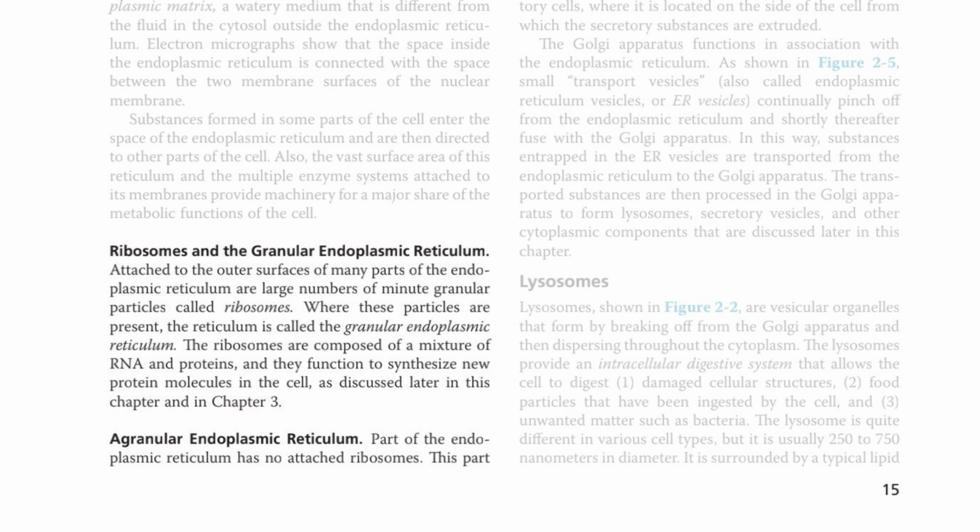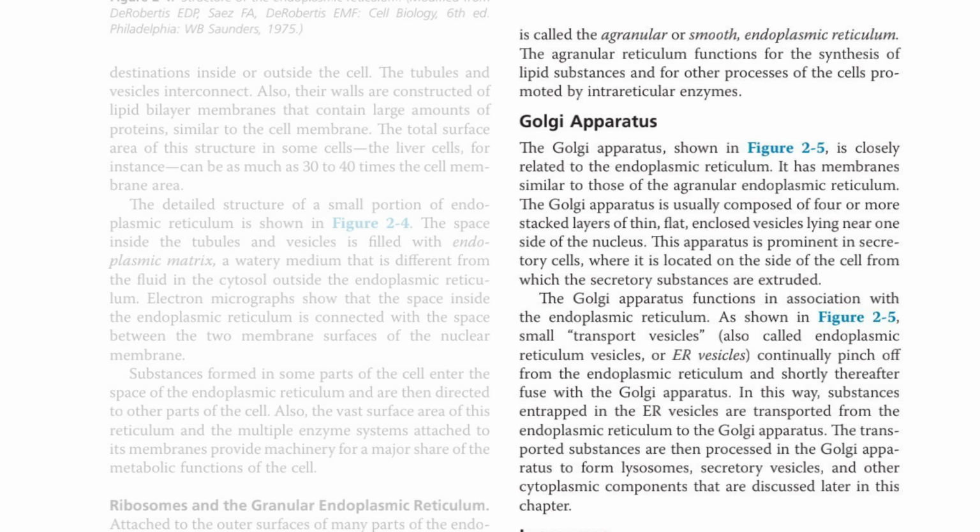Agranular endoplasmic reticulum. Part of the endoplasmic reticulum has no attached ribosomes. This part is called the agranular or smooth endoplasmic reticulum. The agranular reticulum functions for the synthesis of lipid substances and for other processes of the cells promoted by intrareticular enzymes.